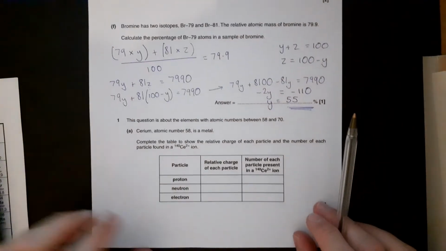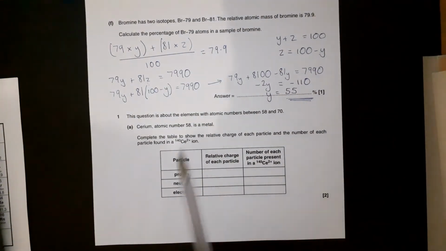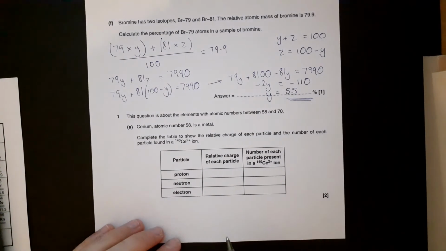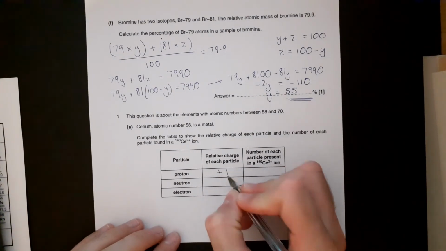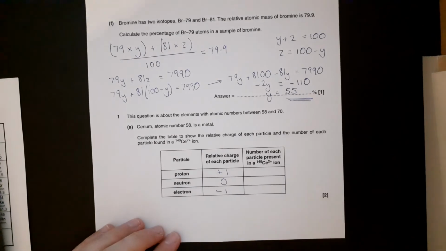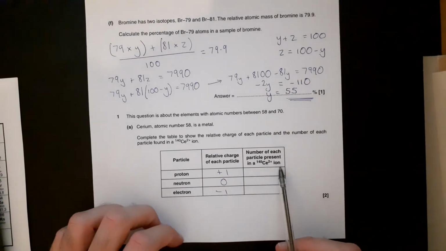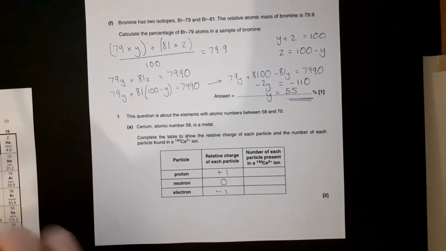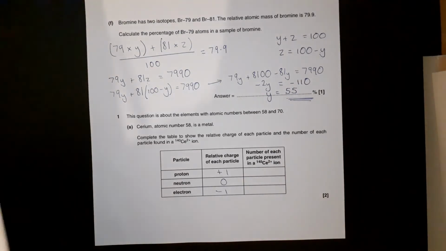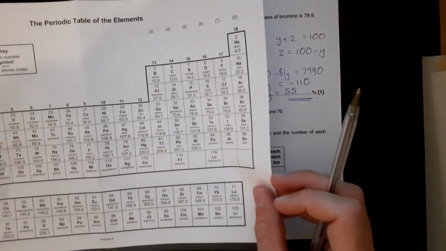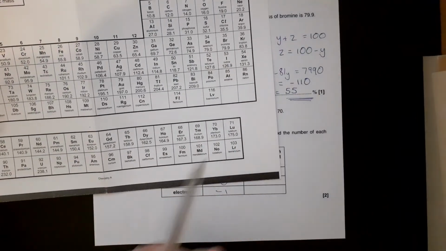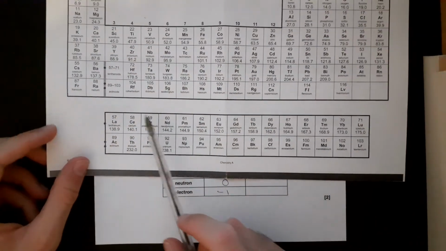Finally, we have this question at the bottom. Part of it's the same as the question that we did above, so we're just going to copy the answers in again. Proton has a charge of +1, neutron is 0, electron is -1. And then the number of each particle present in this ion of cerium. So we're going to need our periodic table for this one. Cerium, let's have a look. I don't even know where cerium is on the periodic table. Okay, right, here we go.